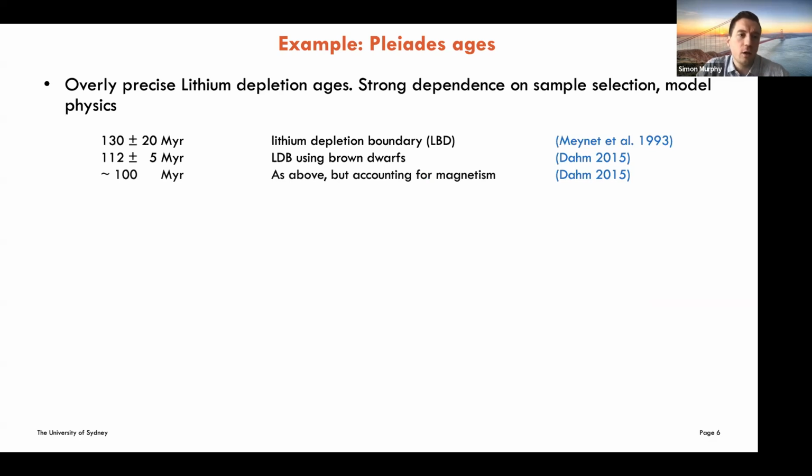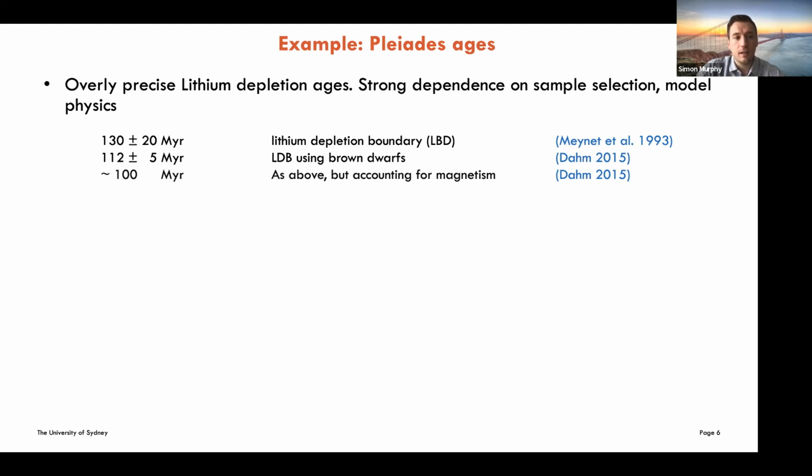For the Pleiades, we also see overly precise lithium depletion ages. We see a strong dependence on sample selection and on the model physics. So with the lithium depletion boundary method, we get an age of about 130 megayears with a 20 megayear uncertainty. That seems pretty reasonable. It's consistent with the ages we get with rotating isochrones. If we apply the lithium depletion boundary method just to the brown dwarfs that we see in the Pleiades, then we get a considerably younger age and a very small uncertainty. You could say an unrealistically small uncertainty. And then if you account for magnetism in your stellar models and you look again at the brown dwarfs, the age that you get is younger still.